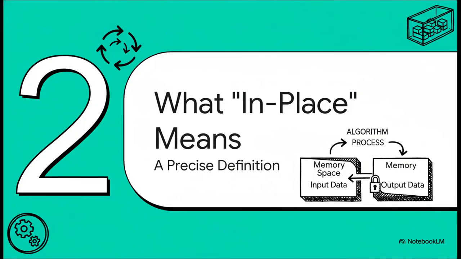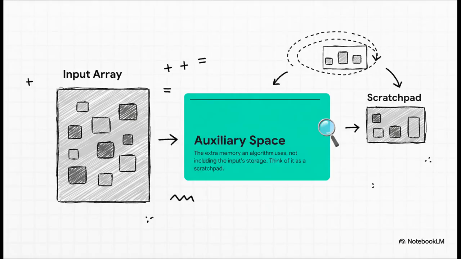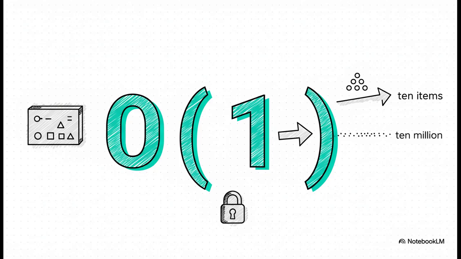Okay, so we've established they save space, but what does the term in place really mean from a technical point of view? Let's get a bit more precise. To get it, you first have to understand a concept called auxiliary space. The best way to think about it is like an algorithm's personal scratch pad. It's any extra, temporary memory it uses that's not the space taken up by the input data itself. So an algorithm that just copies an entire array to sort it, well, that would have a really, really big scratch pad. Now, an algorithm is officially considered in place if its auxiliary space is O(1). That's big O of 1, which just means it uses a constant amount of extra space.